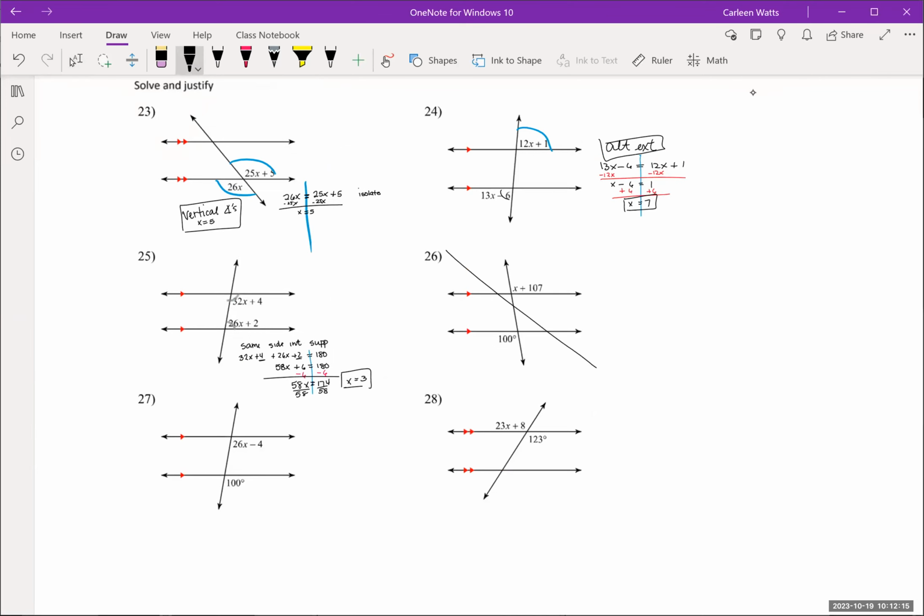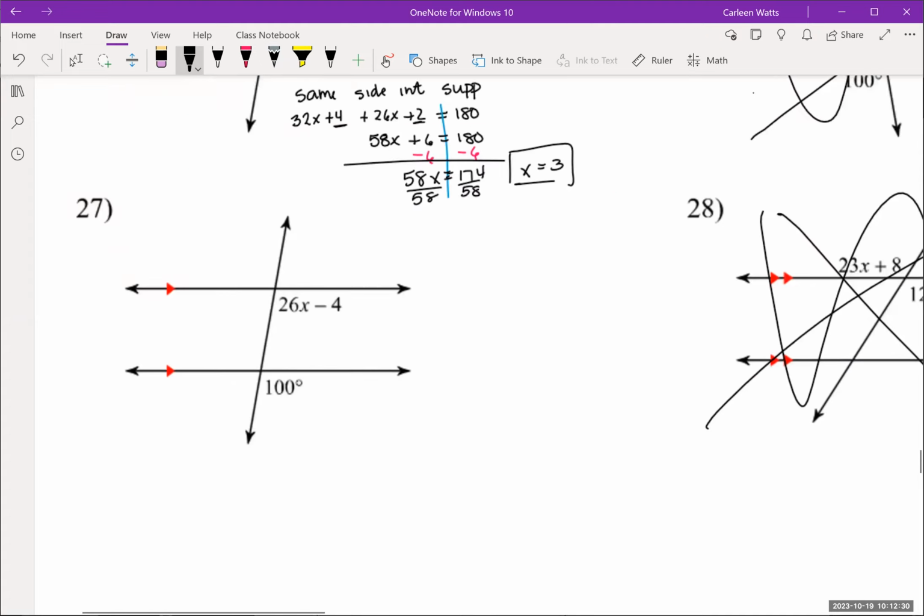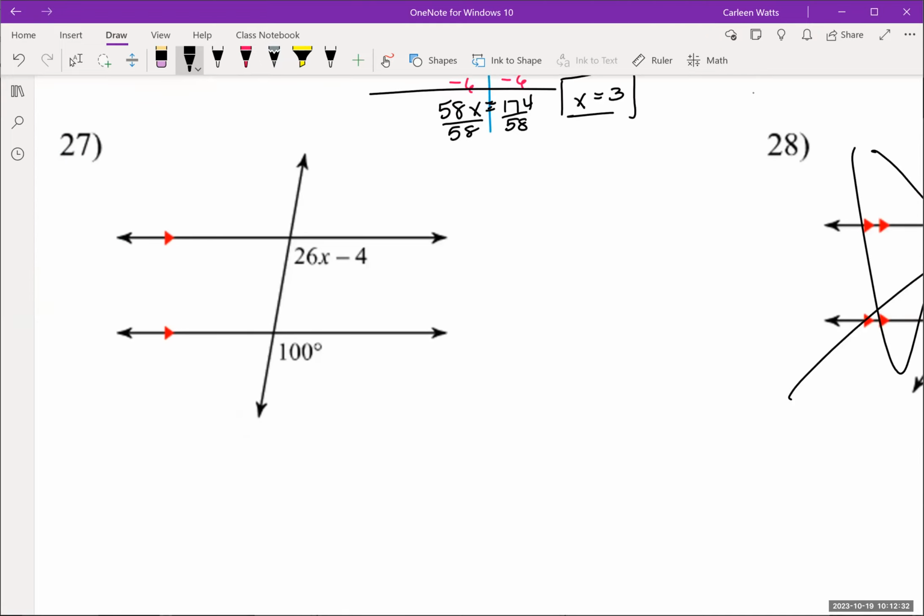Okay, we're going to cross this one off. You don't have to do that one. We could if you feel like you need more practice. And we're going to cross this one off. If you feel like you need more practice, then you can request it at the end. Otherwise, you don't have to do it. Okay. 27.